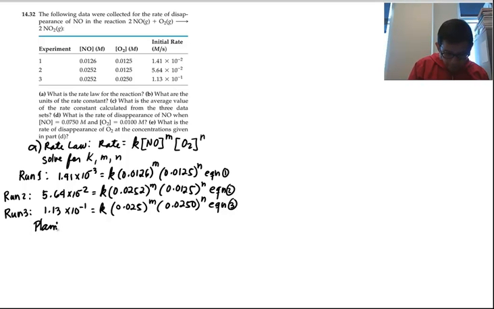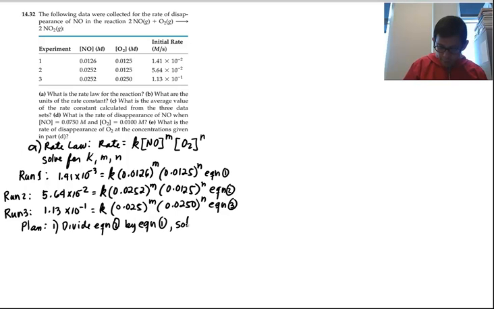Plan. Plan number 1, we divide equation 2 by equation 1, and we should be able to solve for m.